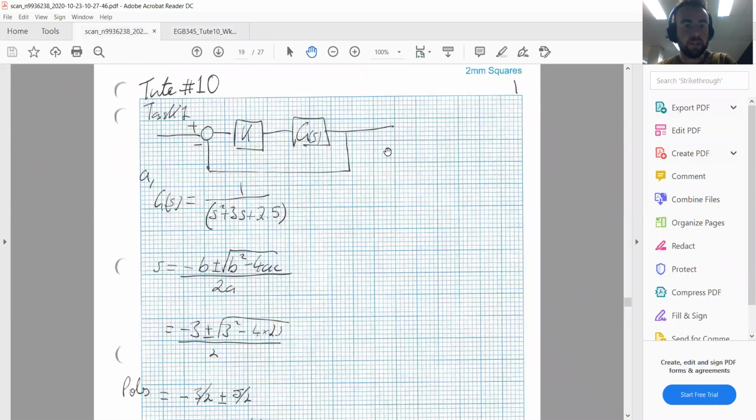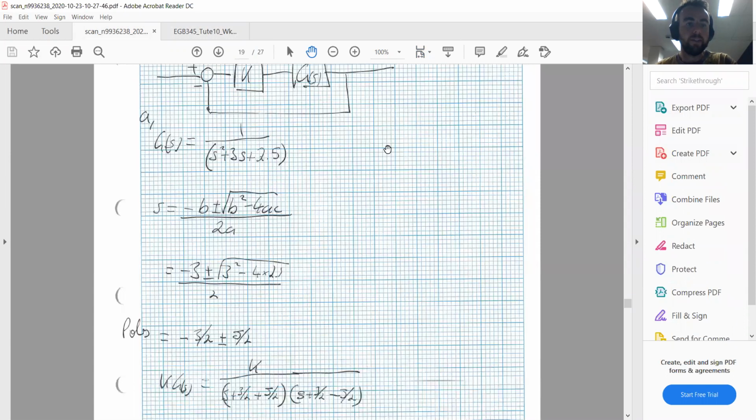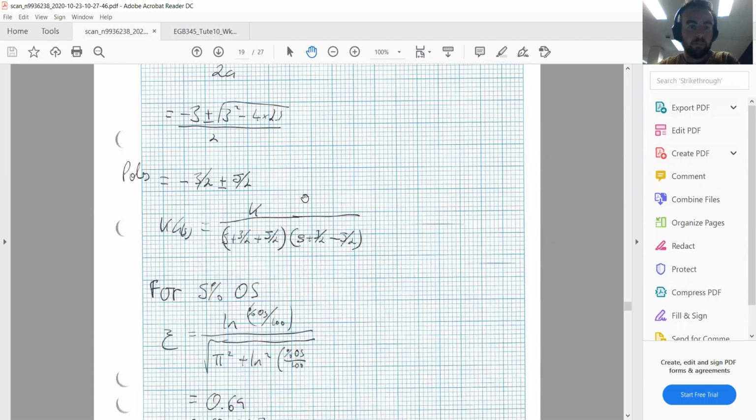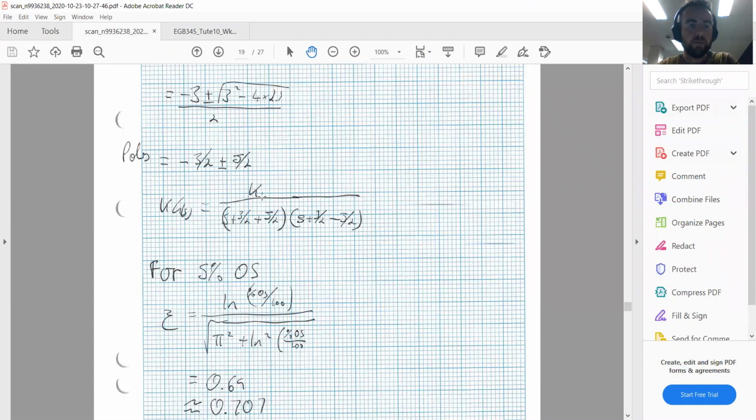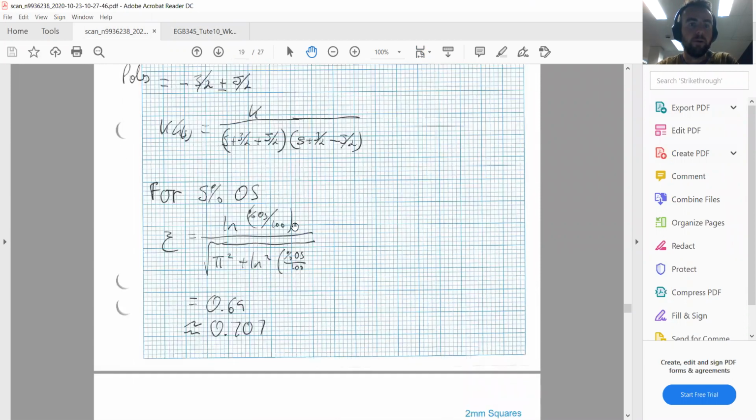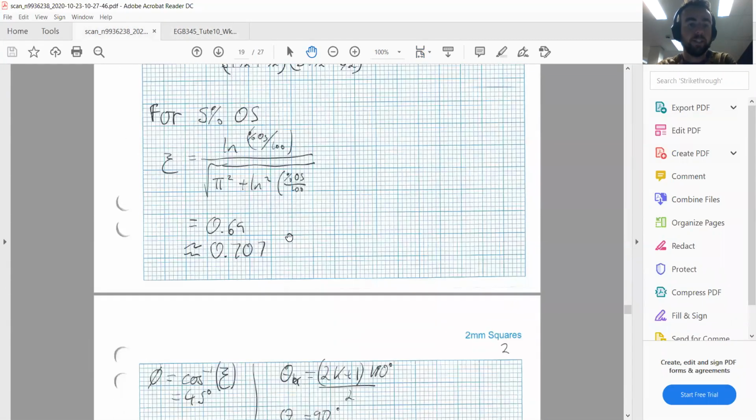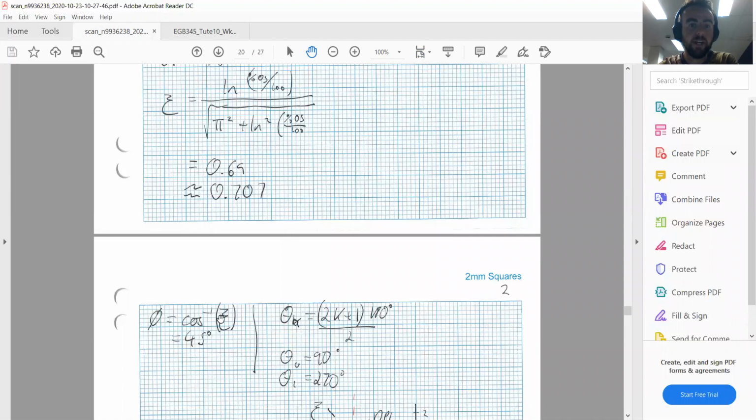This is my solution. That's a quick diagram. So the first thing we do is find the poles. That's just done using the quadratic equation. And then we need to put k into the system in open loop. You know that for a 5% overshoot, zeta 0.69, we can equate that to 0.707 to get a 45-degree angle.